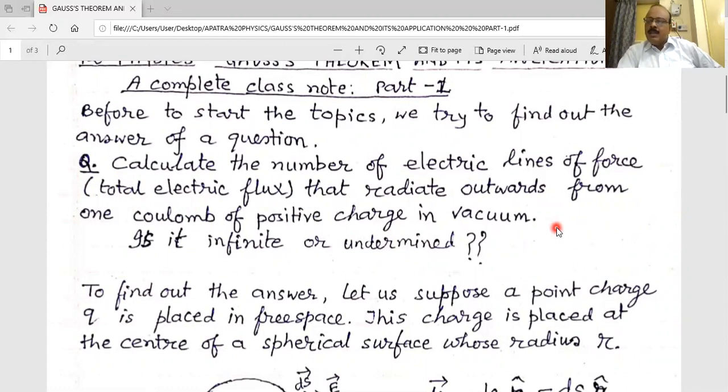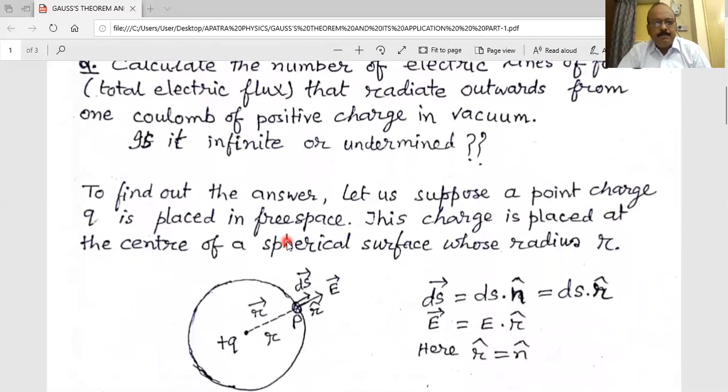Now, a question often comes to our mind: how many electric field lines can you draw from a point charge or a group of charges? Is it infinite, or can that number not be determined, or can you draw as many as required? What will be the answer? Let us first find out the answer to this question.